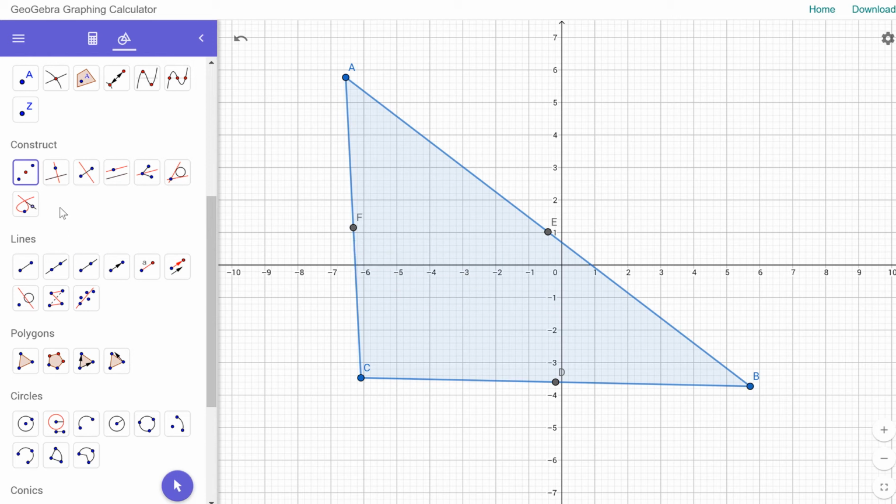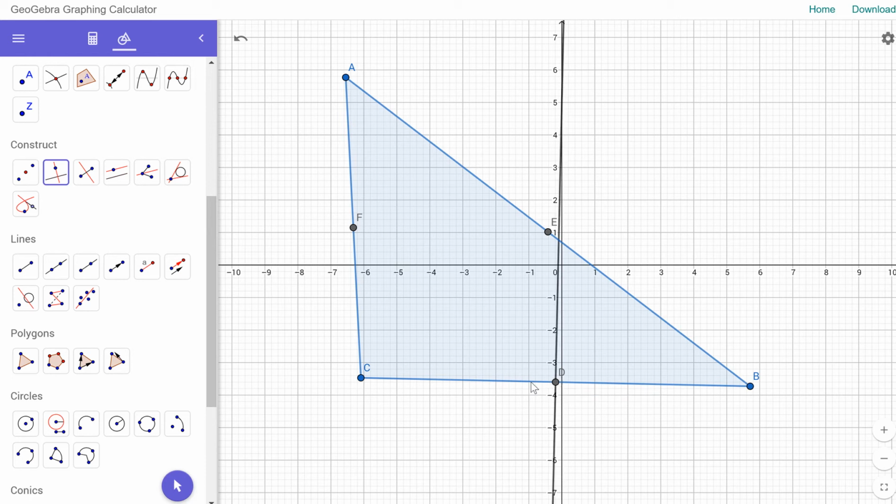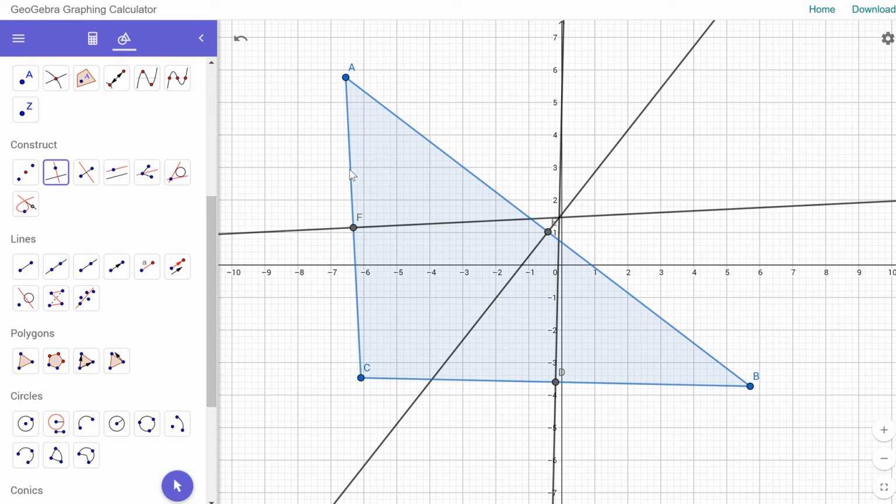Now we're going to draw the perpendicular that goes through that point. So to use that, we're going to use our perpendicular tool, which is right next to our midpoint tool. We select that tool. We are going to select the point that we want to be perpendicular to, and then the side that we want to be perpendicular to. It should draw a perpendicular line through our point. We will do that for each of the midpoints that we drew. So we want to be perpendicular to point E and go through side AB. And then we want to be perpendicular to F and go through side AC. That gives us all 3 perpendicular bisectors of a triangle.